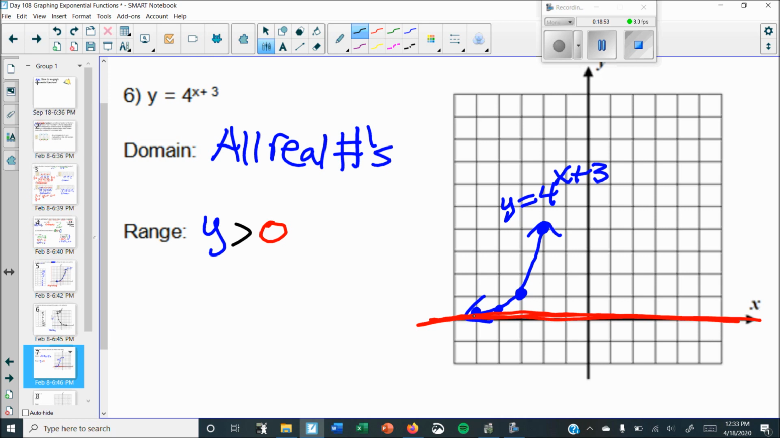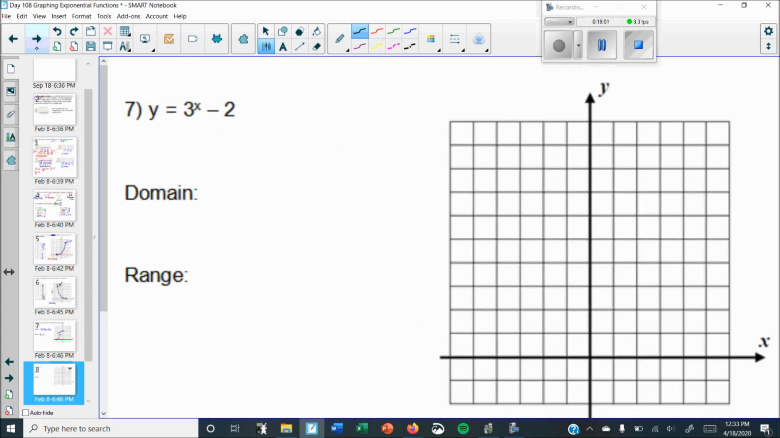No, remember there's an asymptote. So again, it's an imaginary force field. It will never touch that. So you never, ever, ever put the line. And there's your answer. Okay, the next one.